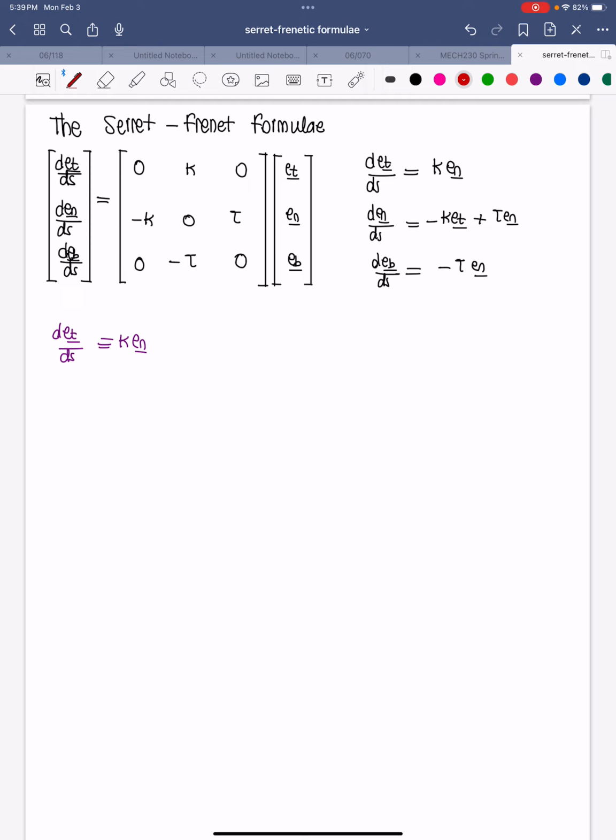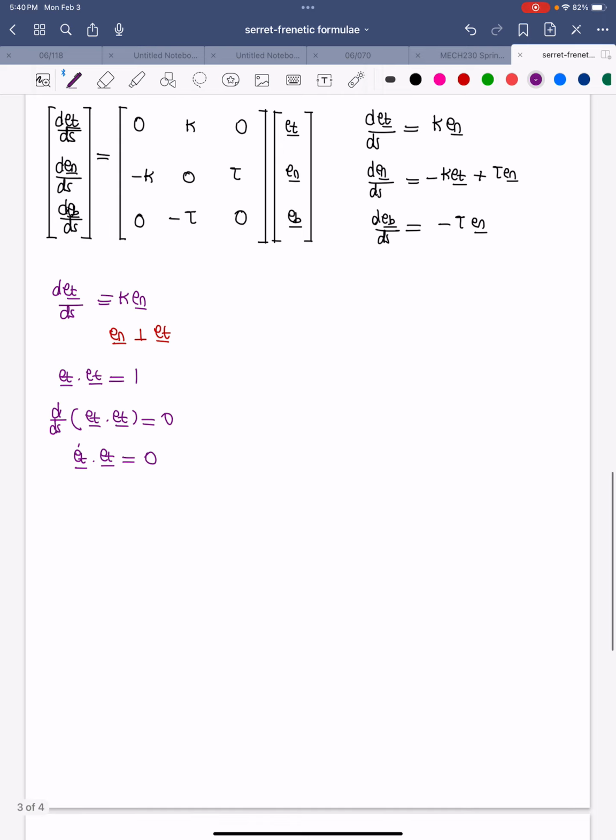Remember that we obtained that en is perpendicular to et. How? By starting from the fact that et is a unit vector, et dot et is equal to 1, taking the derivative with respect to s of both sides of this equation, we get that et dot det by ds is equal to 0. That is, kappa en dot et is equal to 0. Kappa is a non-zero constant, so en dot et is equal to 0.